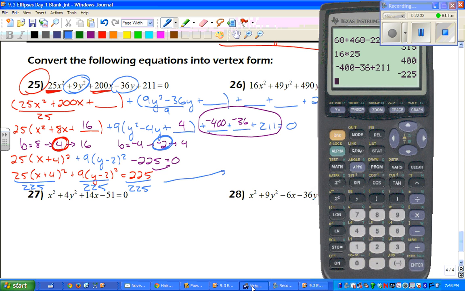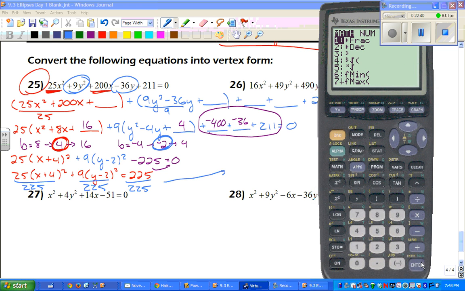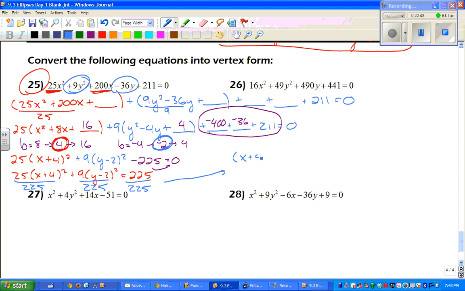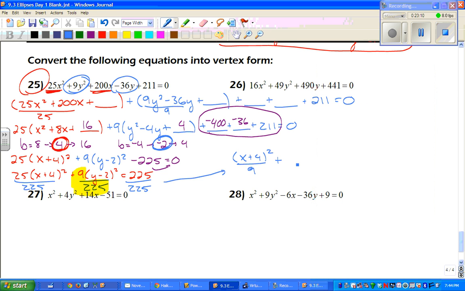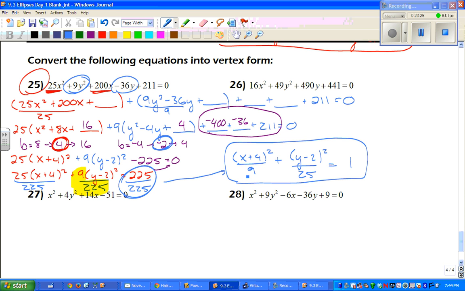When you do that, for my first parentheses, I have 25 over 225. If I reduce that fraction, so I hit math and reduce the fraction, I'm at 1/9, which means I'm left with x plus 4 squared over 9. Plus my second fraction, I get 9 over 225. If I reduce that fraction, 1/25, I can write that as y minus 2 squared over 25 equals, and then on the other side, 225 divided by 225 is 1. We have now completed the square and put this ellipse in vertex form.